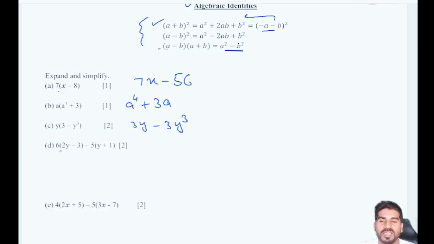Then part D: 6 times 2 will be 12y, minus 6 times 3 is 18, and negative 5 times y is 5y, and negative 5 times 1 is 5. Now by rearranging, 12y minus 5y will be 7y, and negative 18 and negative 5 will be negative 23. This will be part D.